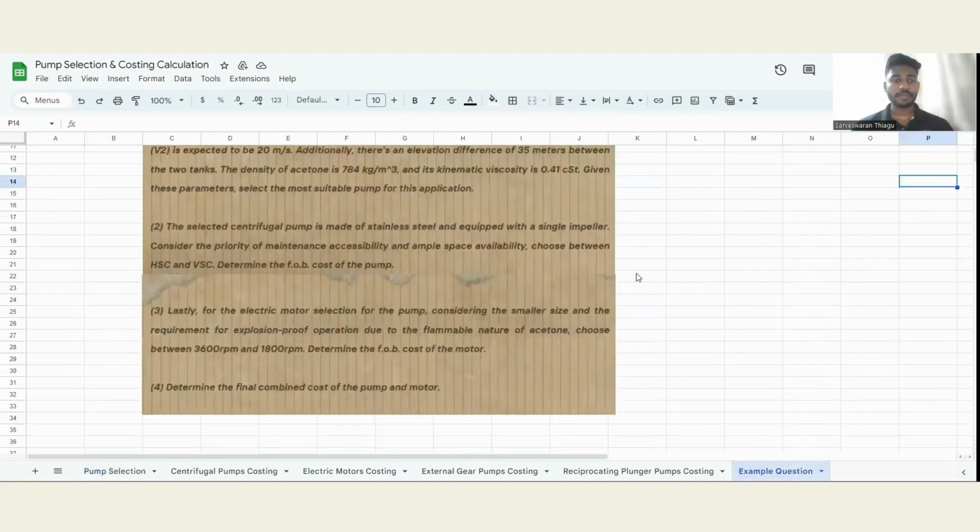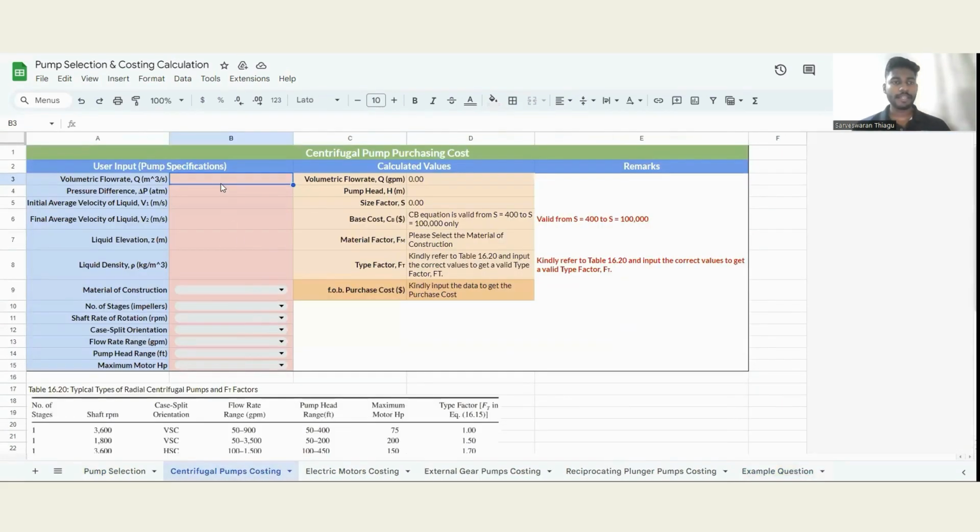Next, we move on to question number 2, where the selected centrifugal pump is made of stainless steel and equipped with a single impeller. Consider the priority of maintenance, accessibility, and ample space availability. Choose between HSC and VSC, which are the horizontal split case and vertical split case. Determine the FOB cost of the pump. So we go to the centrifugal pump costing tab and input the parameters as before.